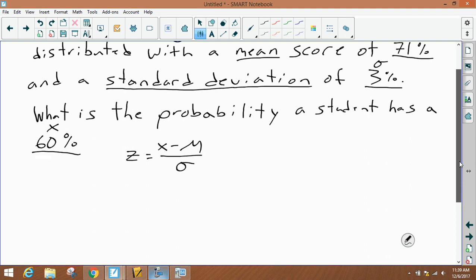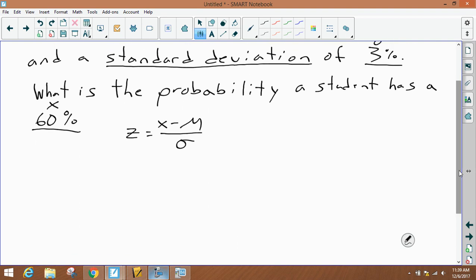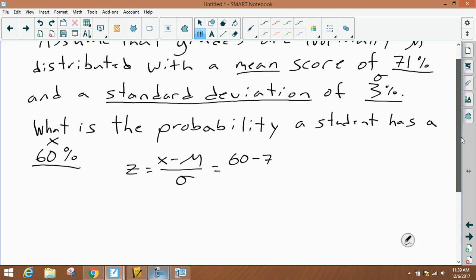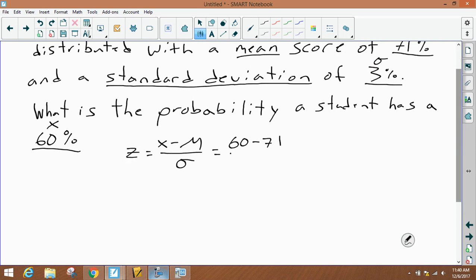All right. So in this case, I already said what x was. It's 60. I know what my mean is. I said it was 71. And sigma, or our standard deviation, was 3. I don't necessarily need to calculate this because I'm going to show you a calculator first.